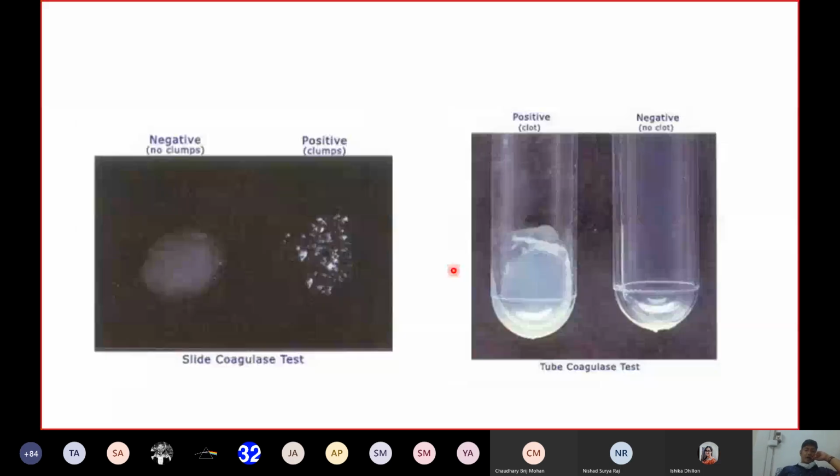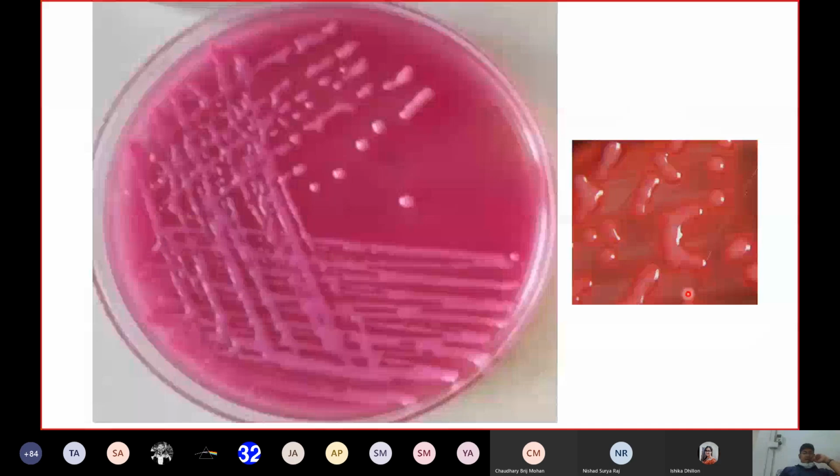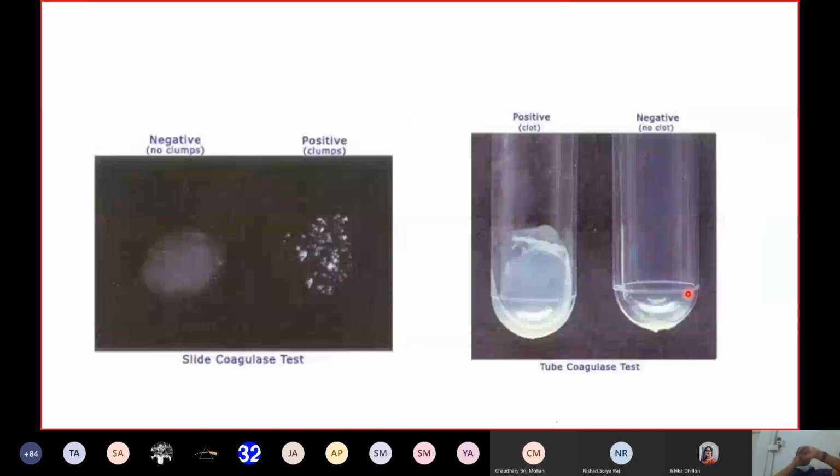This is same for coagulase. We can test in slide also. We can test in tube also. Coagulase positive, they will form the clumping like this in a tube, in a slide, and no change at all in negative, as you see over here. Okay, these are the different biochemical tests that you have seen.